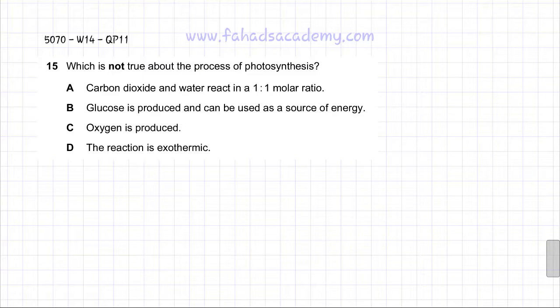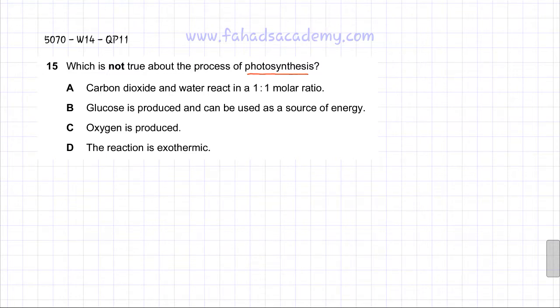The following question is about photosynthesis, and the question is which is not true about the process of photosynthesis. So let me first define what is photosynthesis. Photosynthesis is the process by which plants make glucose using carbon dioxide and water, and they absorb sunlight in the process. So chlorophyll is important.